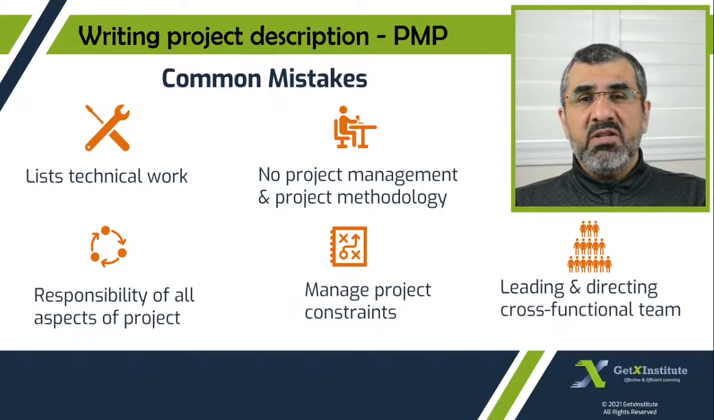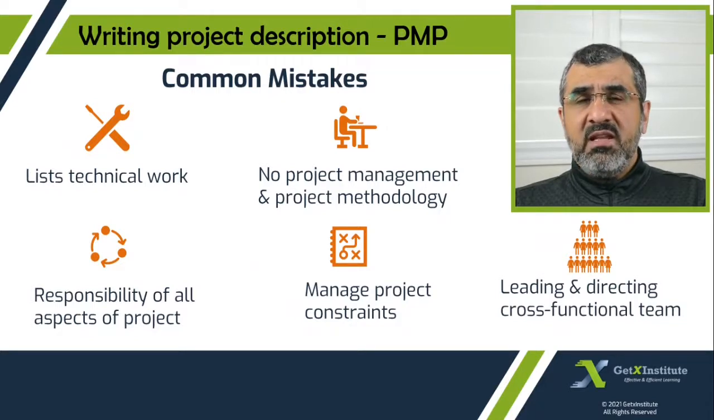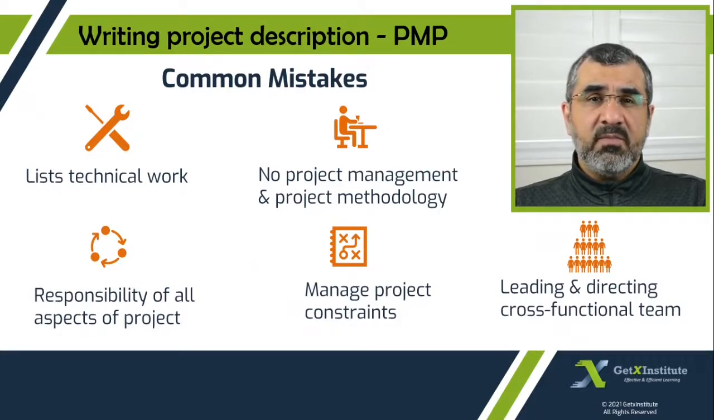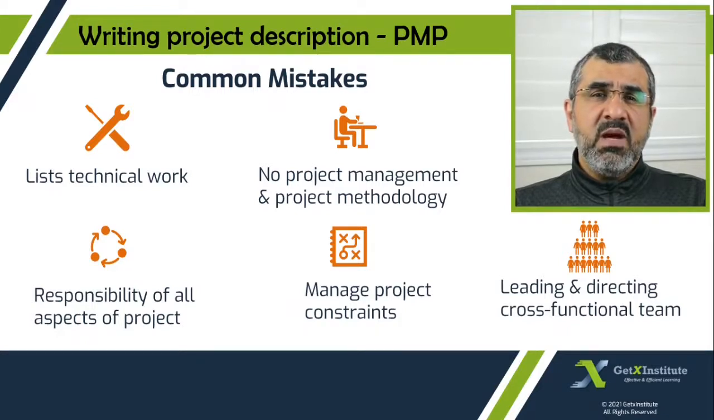The description must show that the applicant was responsible for all aspects of the project for the duration of the project. Related to this one is that the description does not say anything about managing of project constraints. Now, if the applicant didn't manage constraints, then what kind of project management was being done? And the last one is there is no mention of project team management or mentioning only managing of one group. So all these are the common issues.